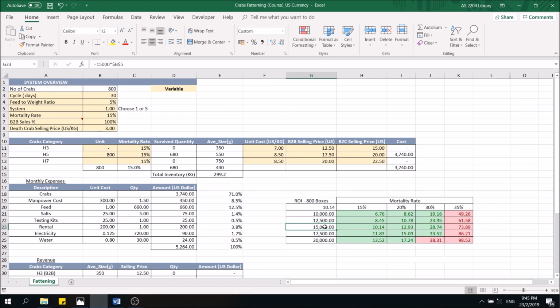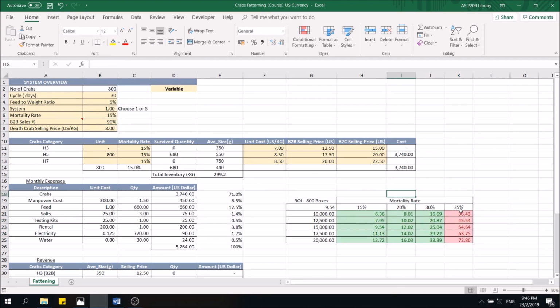So now we talk about B2B sales. So basically, let's say if I have 10% B2C sales, actually I can make my returns faster, as you can see from here. So with mortality 35%, you will still see red color here.